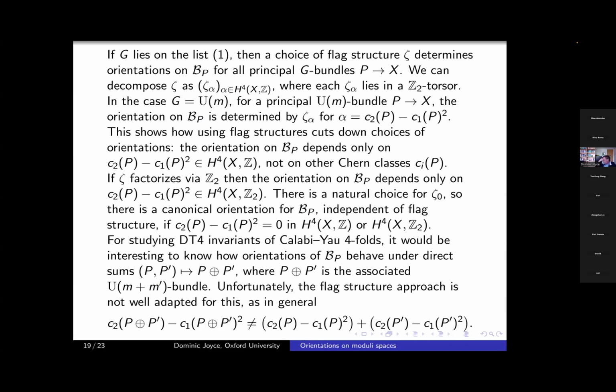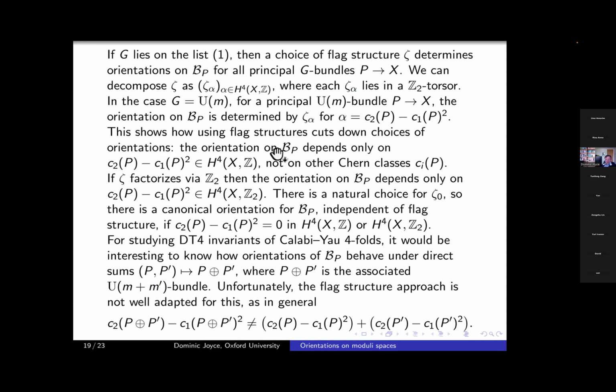Okay, so that's a consequence of how we define the orientation functor, or the reduction functor from the bordism category to the KZ4 bordism category. So this tells us how using flag structures cuts down choices of orientations.